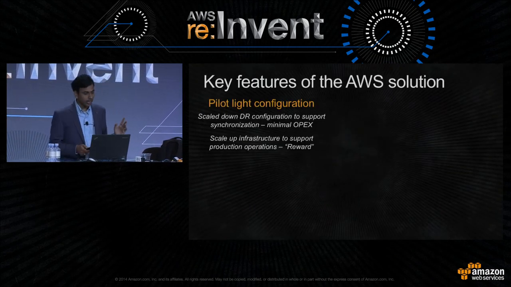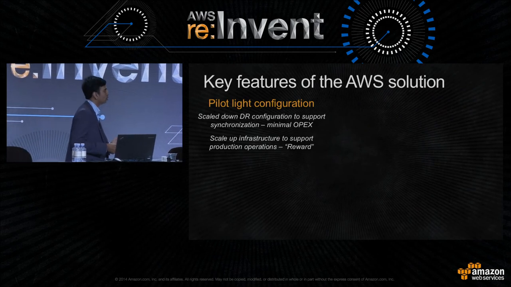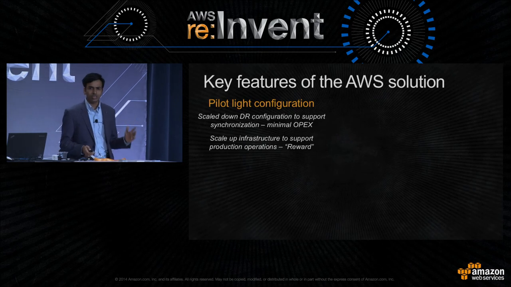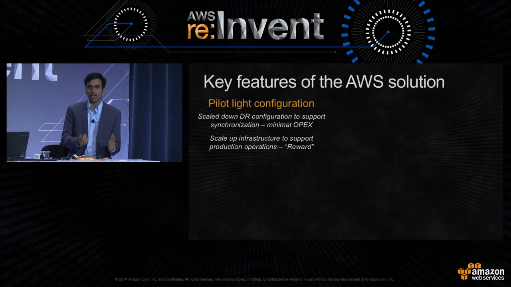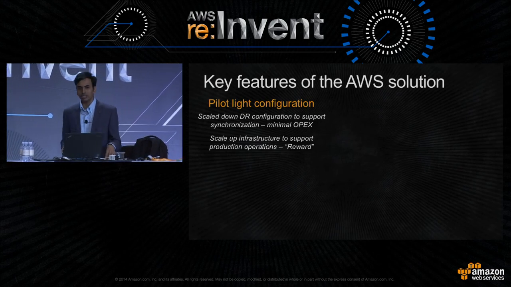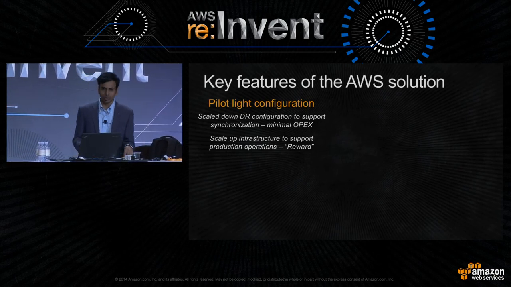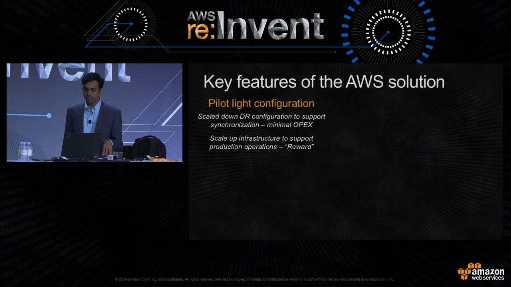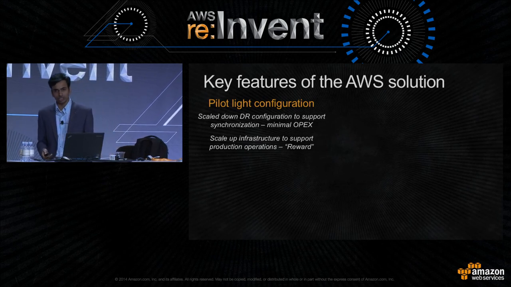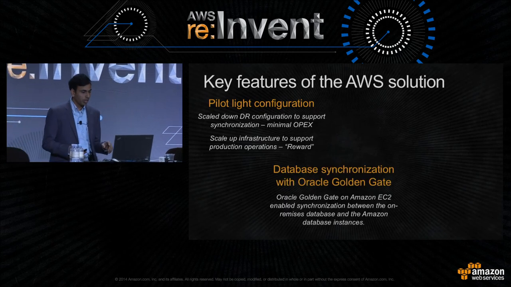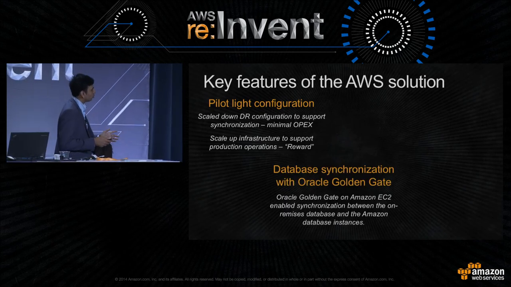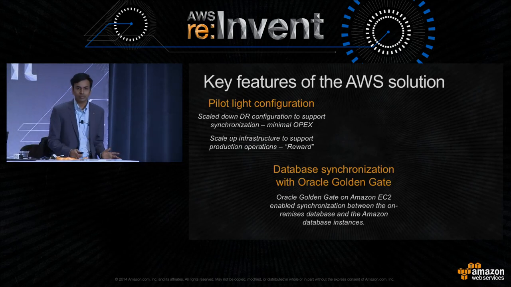The key highlight of our overall solution was the pilot light. This is the main aspect of our overall solution. The reason we started this project was that we could do pilot light only with AWS. It is not possible with any other solution provider out there. So pilot light was the key for our solution, and we were able to scale up infrastructure whenever required.